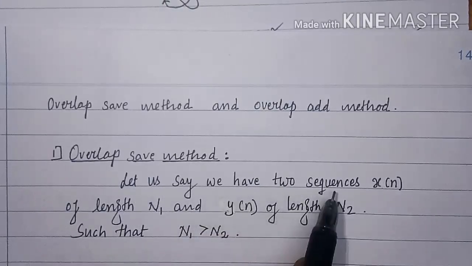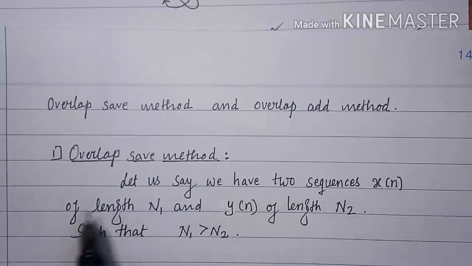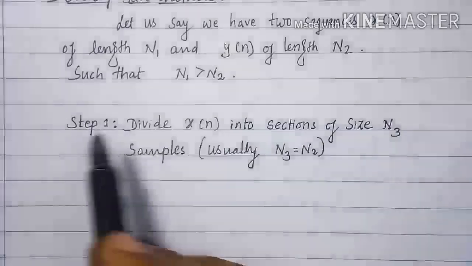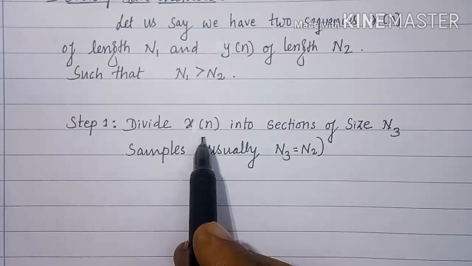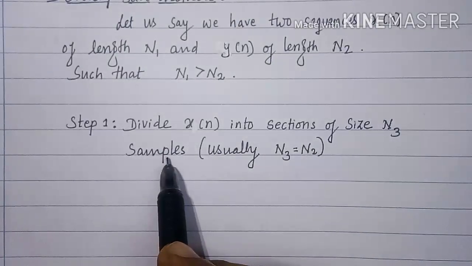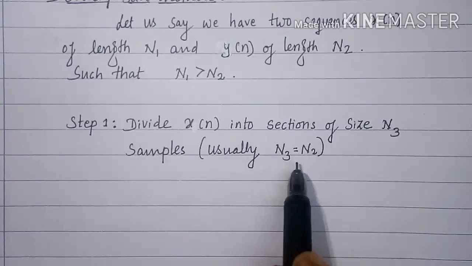Let us say we have two sequences x of n of length N1 and y of n of length N2 such that N1 is greater than N2. Now we will write the procedure to compute the convolution of x of n with y of n in steps. Step 1, divide x of n into sections of size N3 samples. Usually N3 is equal to N2.